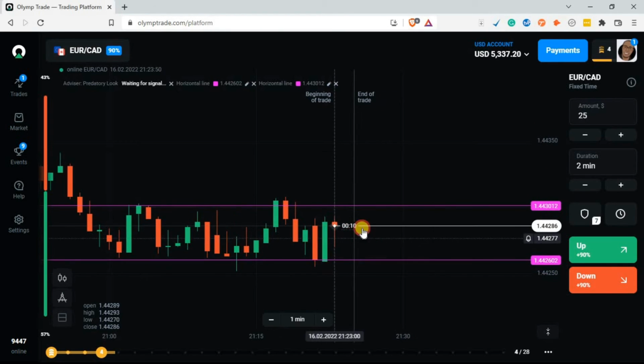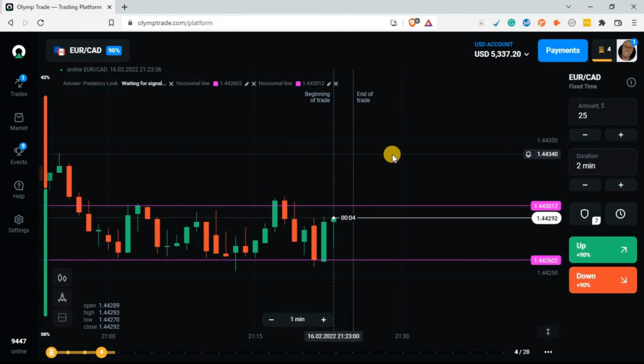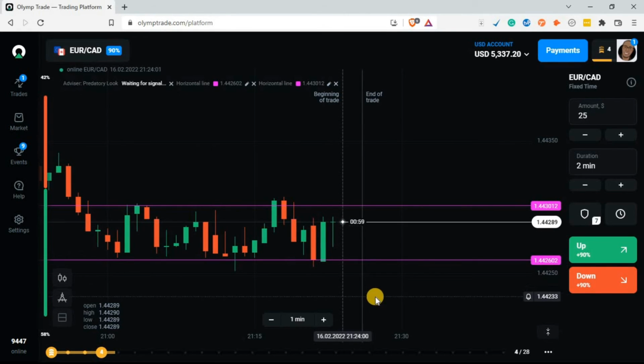This asset is now trending under this channel, so you wait for it either to break up and close above the resistance, or break the support and close down here. If it breaks and closes down, you open the down position. If it breaks and closes up, you open an up position.